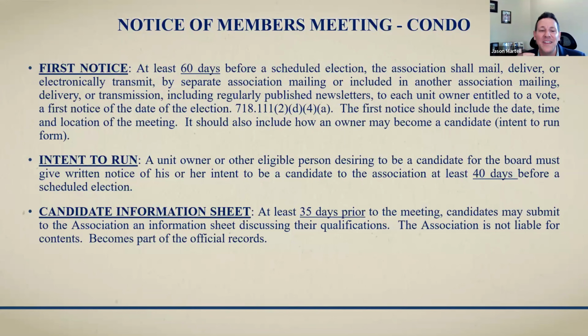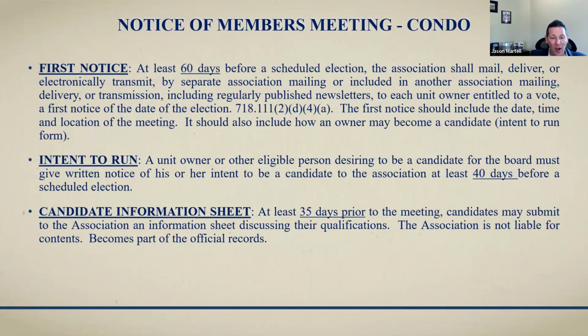And it's going to include the date, time, and location of the meeting and how an owner may become a candidate with their intent to run form. Moving down to bullet point number 2, we talked about the intent to run a few slides prior, again, trying to incorporate this all intentionally. Again, you have to be eligible at this point in time for the condominiums 40 days before the scheduled election. You have to be eligible to submit your intent to run form.